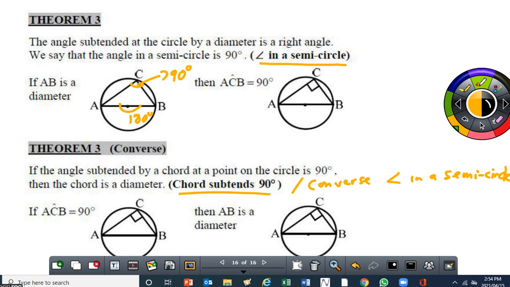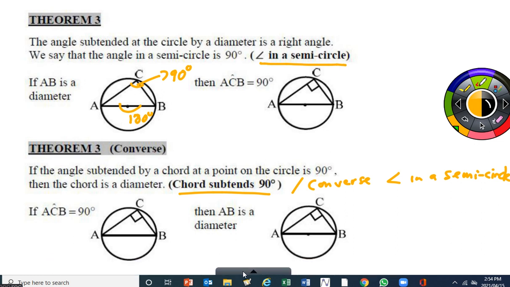The two are related. Any questions before I go? Let's see how we can apply some of these theorems.